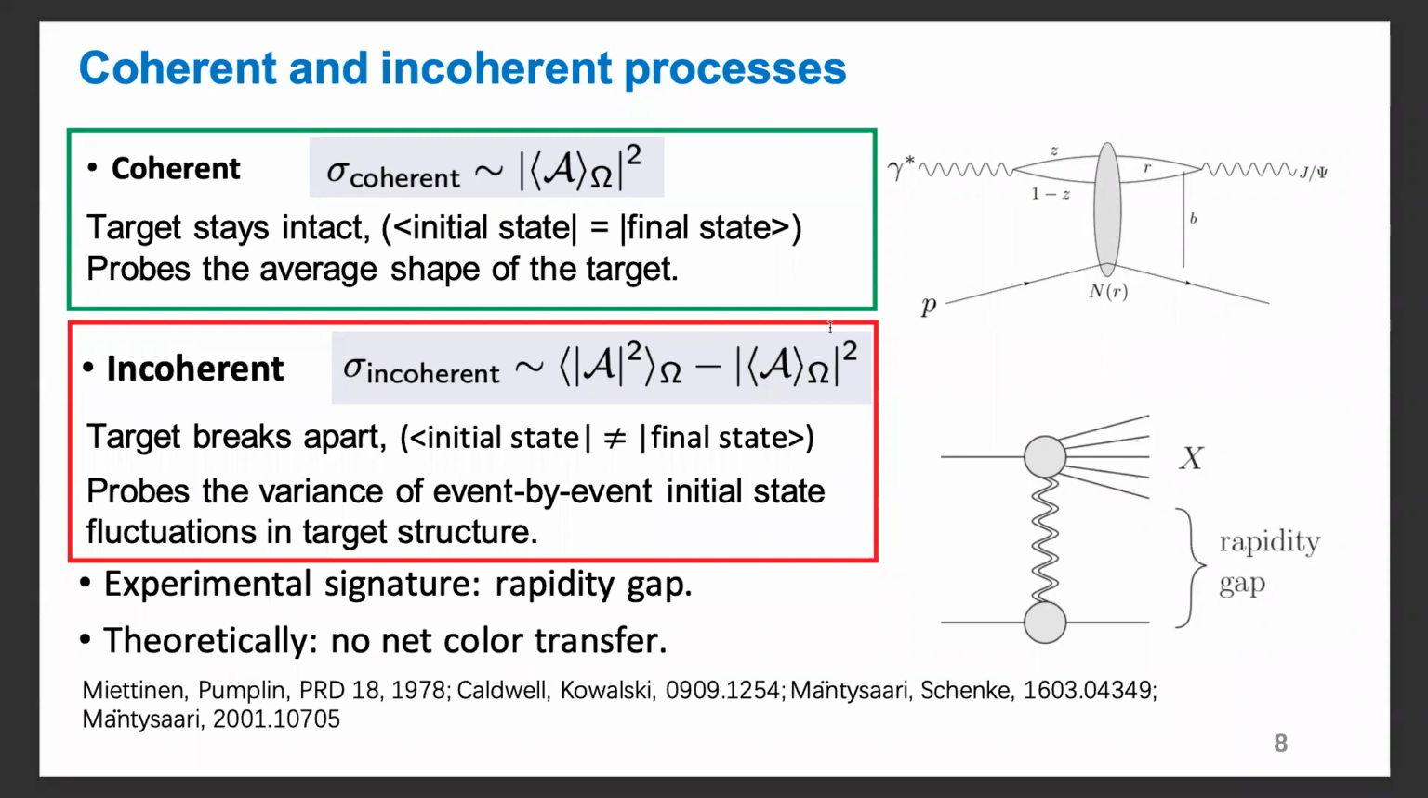And there is another process named the incoherent cross-section. It means that the target breaks apart, in other words, the initial state is not the same as the final state. If we subtract the coherent cross-section from the total cross-section, we get the incoherent cross-section, given by this formula. This probes the variance of the event-by-event initial state fluctuations in the target structure. The average means the average over the initial configurations event by event.